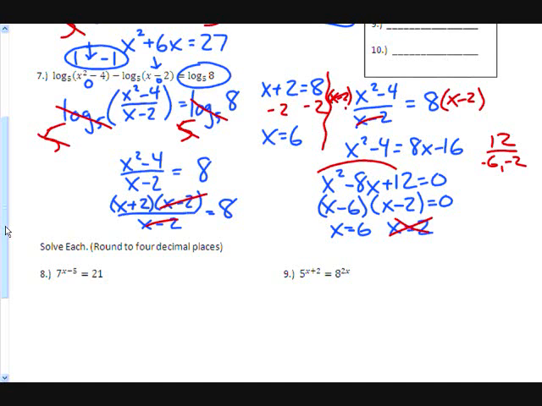All right, so the best way to do it is to factor and cancel out that x minus 2 first. Okay, so keep that in mind. Be aware of those extraneous solutions.